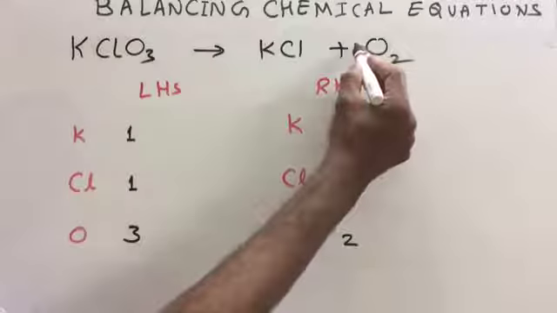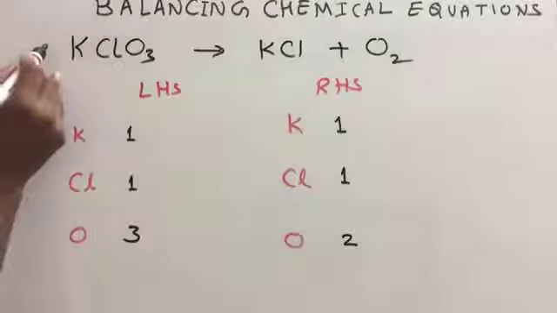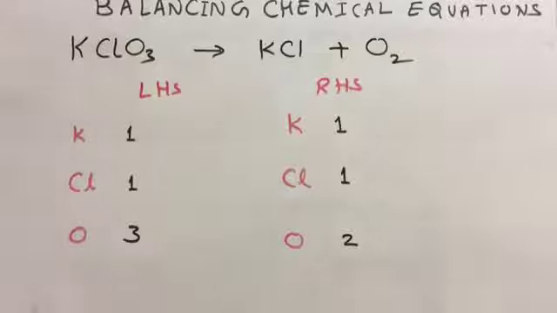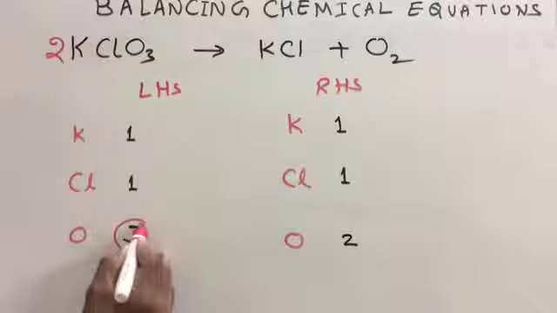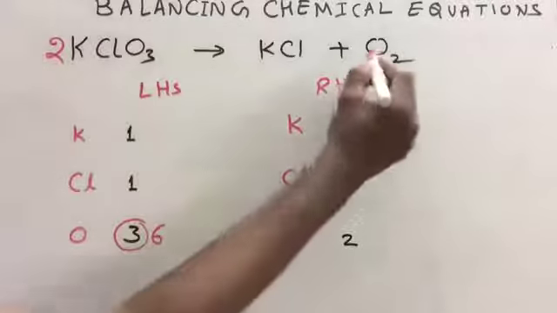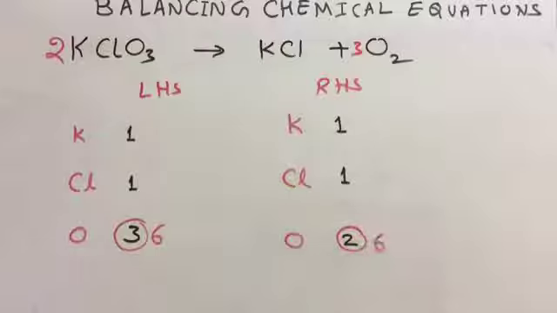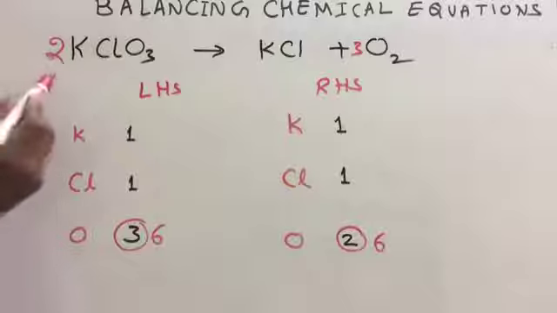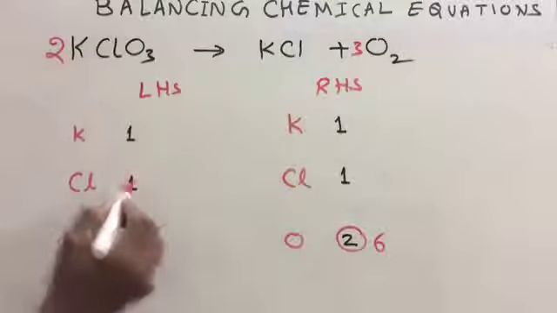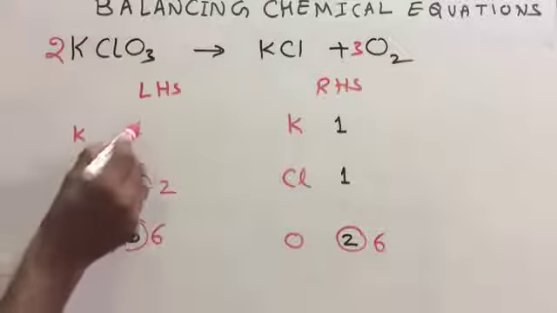If you write 2 here, it will become 4, but it will be unbalanced. And if I write 2 here, then that will be helpful. If I write 2 here, then it will become 2 3s are 6, and I have to write 3 here so that 3 2s are 6. But the number of chlorine and potassium we have to check again. So chlorine now became 2, and potassium became 2.